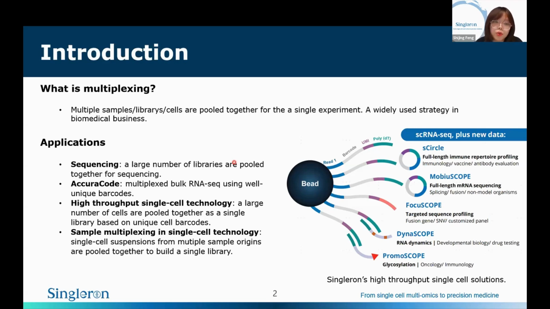Next, we are coming to sample multiplexing in single-cell technologies. Here, sample multiplexing means that single-cell solutions from multiple sample origins are put together to build a single library. We have several strategies for that, and we'll introduce them in the following section.